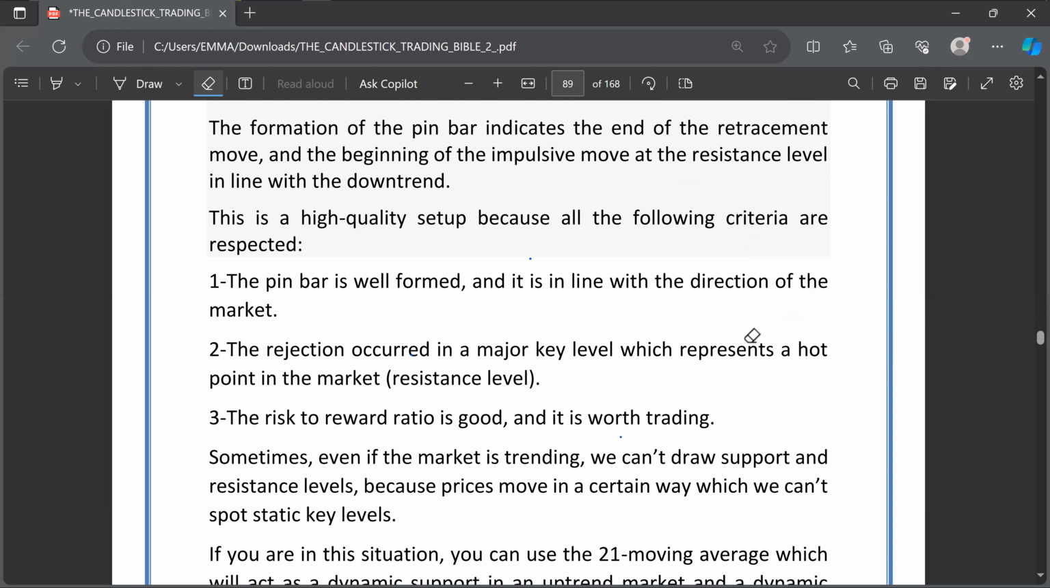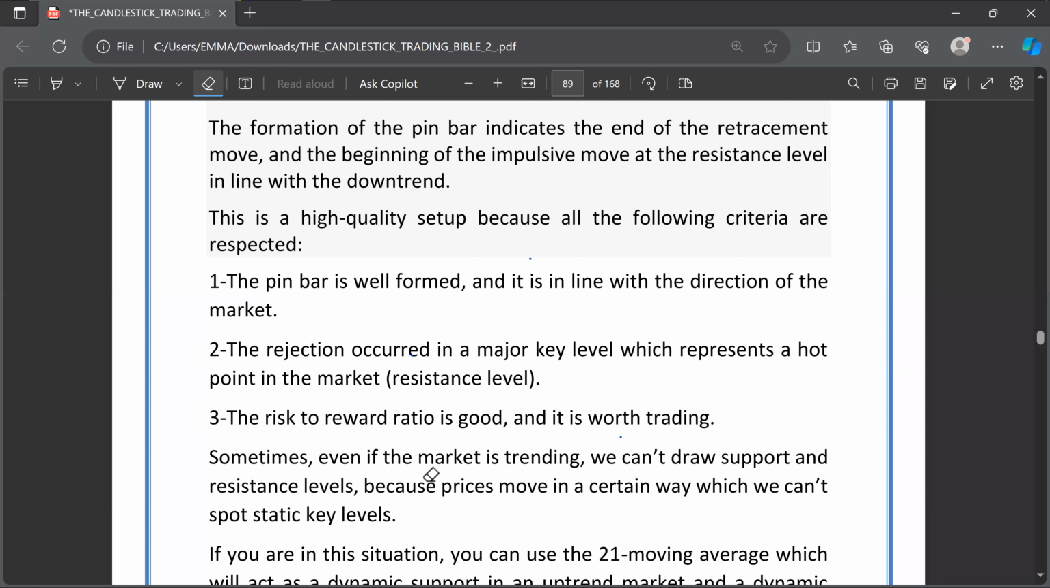So where were we? Okay, I think point 3: the risk to reward ratio is good and it is worth trading. So you make sure that after finding all these things, the last thing that you have to decide on is your risk to reward ratio. You have to be careful. That is decided by you, the trader.